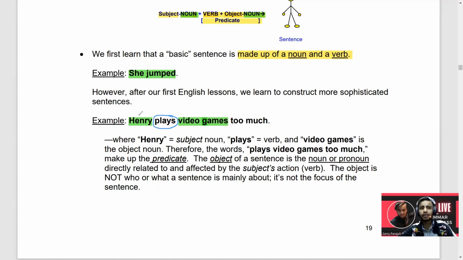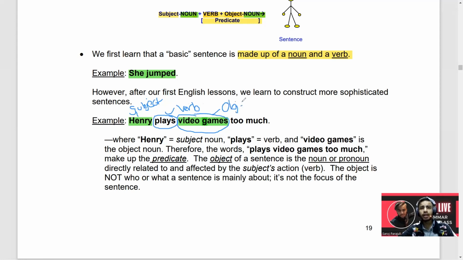Come on, Henry is the subject over here. Okay, what is Henry? He is the subject. Now what is he doing? What is this, plays, over here? Plays is a verb, because a verb is an action performed by a subject. Now what is the object over here? Video games is an object.